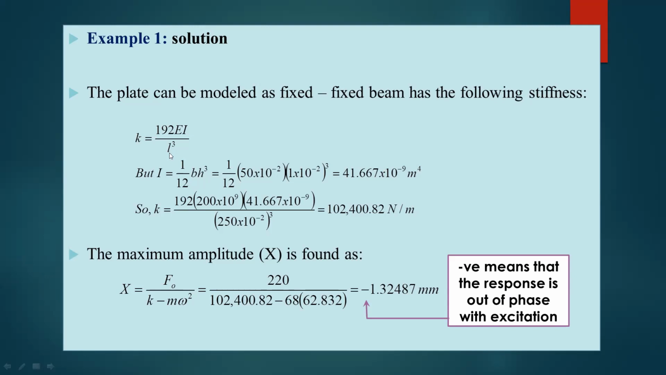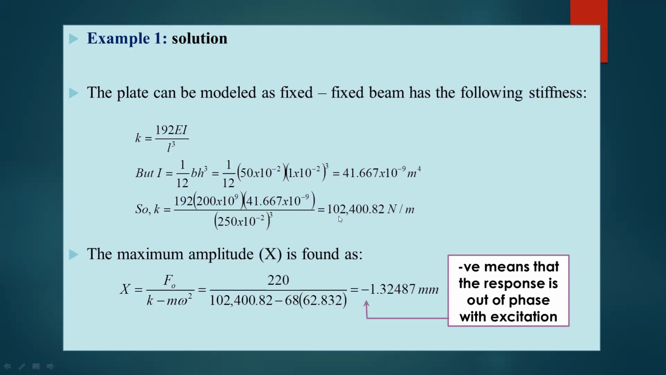second moment of inertia. For a rectangular object, it is 1/12 b h cubed. Okay, so this is the rigidity modulus, over L cubed. This is directly from the strength of materials course. From that we can easily find the stiffness of the material.